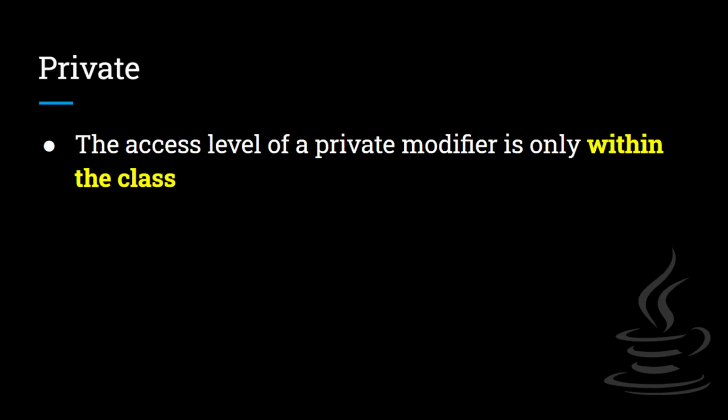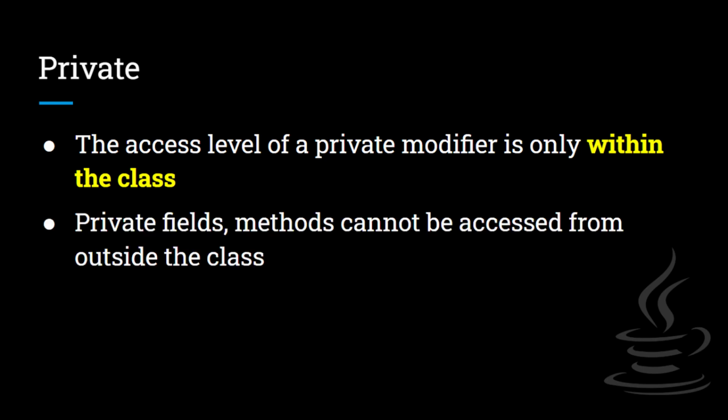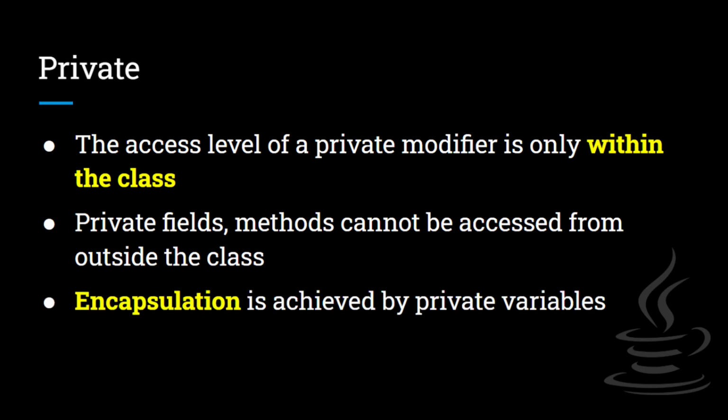Private is an access modifier which limits the accessibility to the class only. The variables and methods which are marked as private are inaccessible outside the class in which they are declared. By declaring the variables as private, it is possible to achieve encapsulation in Java. It is considered a good programming practice in Java to declare variables as private.